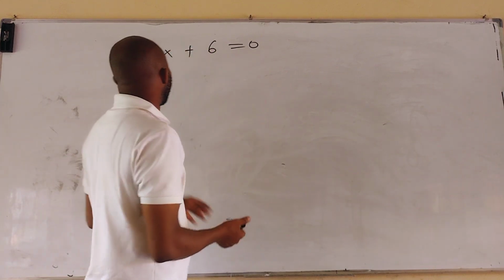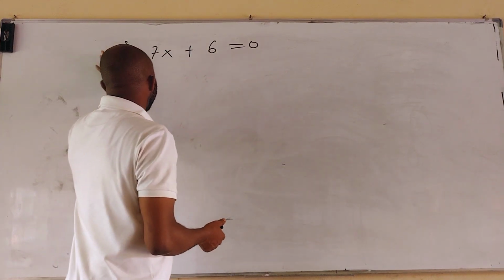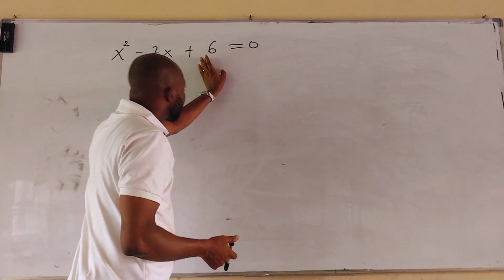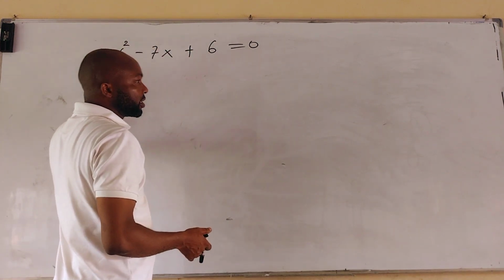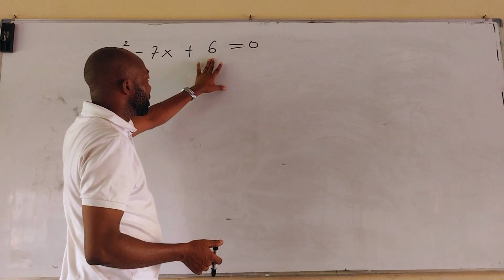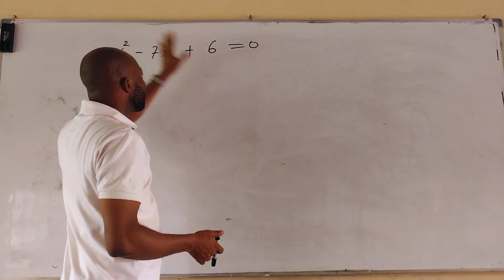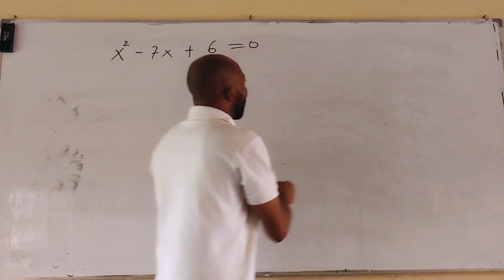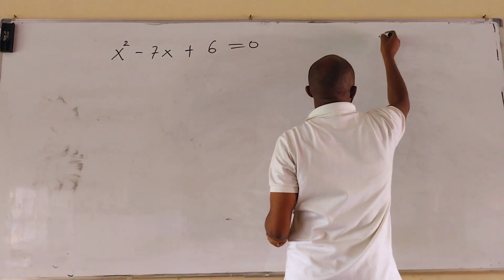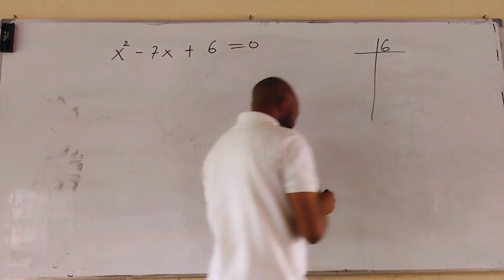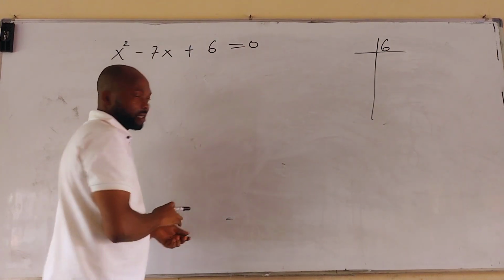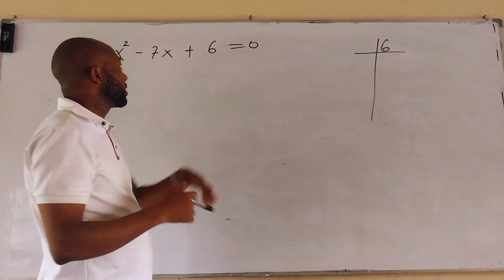So first of all, we multiply the first coefficient and the last number. Whatever is the coefficient of x squared, it doesn't matter, we multiply it with the last number. Now the coefficient here is 1. So 1 times 6 is 6. So I have my 6 here. Don't mind what is there, we'll get to that.